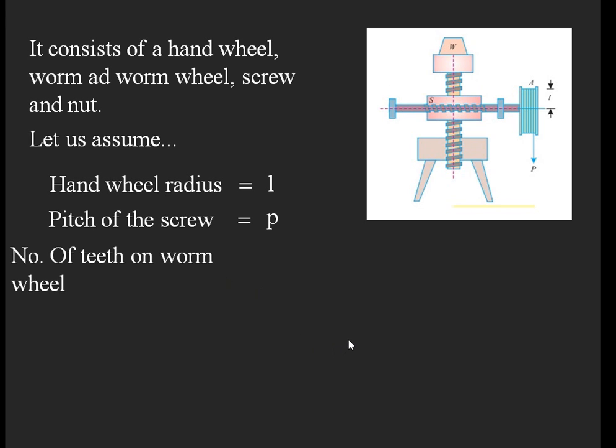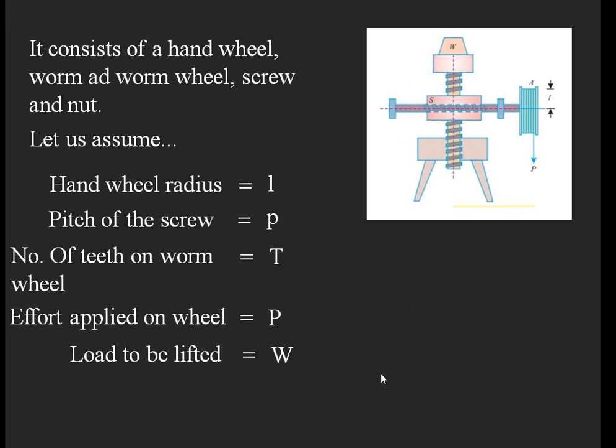And next, the number of teeth on the worm wheel. So we need to consider the number of teeth. Why we need to consider it, I will tell you. So the number of teeth on the worm wheel we assume as capital T. And next, the effort applied on the wheel as capital P, and the load to be lifted as capital D. Okay, so these elements we need to assume for analyzing the velocity ratio, mechanical advantage, and then the efficiency of the screw jack, which is the worm geared screw jack.